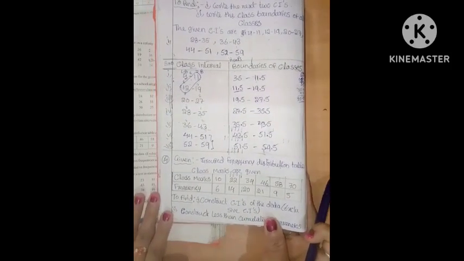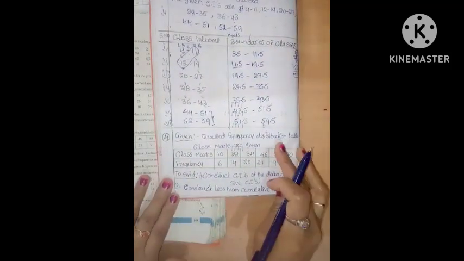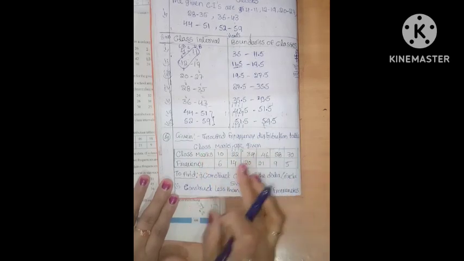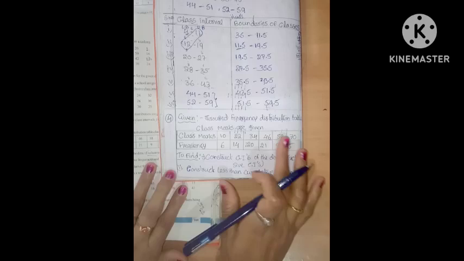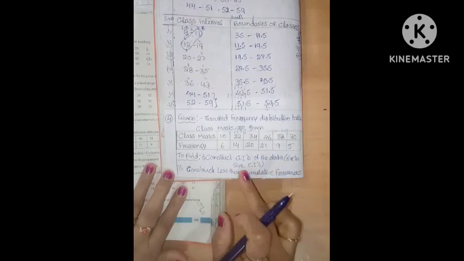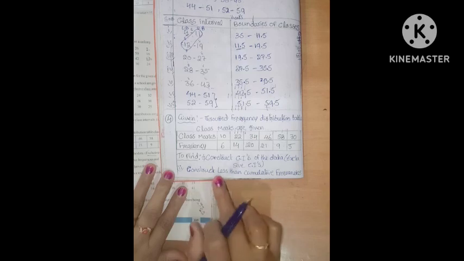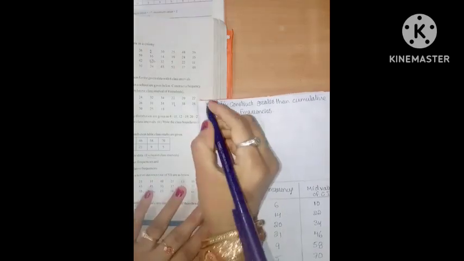Be careful, listen neatly. First, the given data: a grouped frequency distribution table in which class marks are given, along with the table information. To find: construct the exclusive class intervals of the data. First one, second one and third one, one by one. Let us see the solution for this problem.